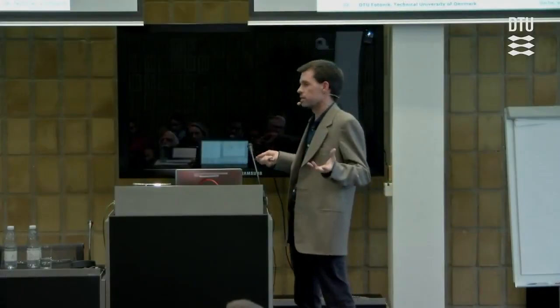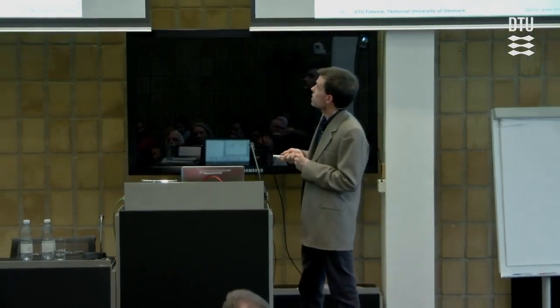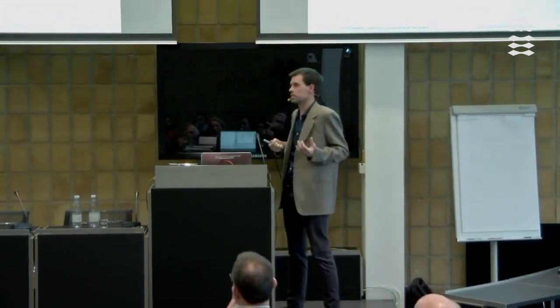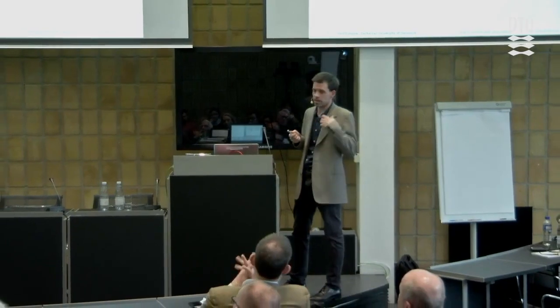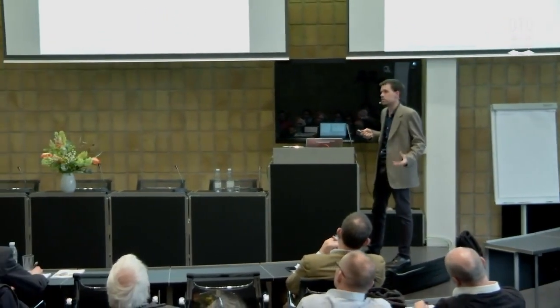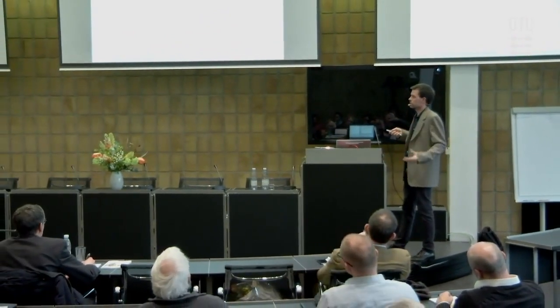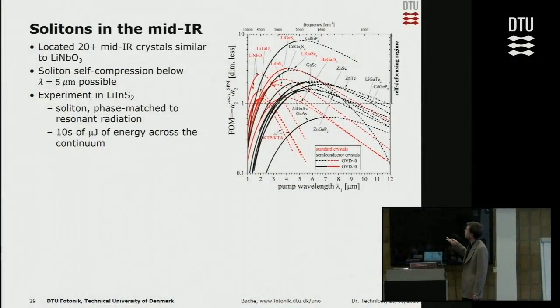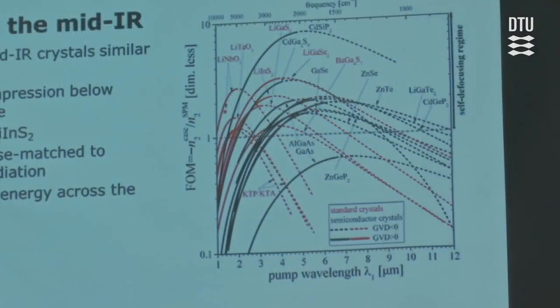So this was basically what we did in lithium niobate. We then said, can we do something in other crystals than lithium niobate? And then we made a roadmap study where we investigated a lot of different crystals to see similar effects. And we have here plotted as a function of the pump wavelength and the figure of merit. So beyond 1, we should be in business with generating solitons. So lithium niobate is here, and this is the curve that we have exploited so far.